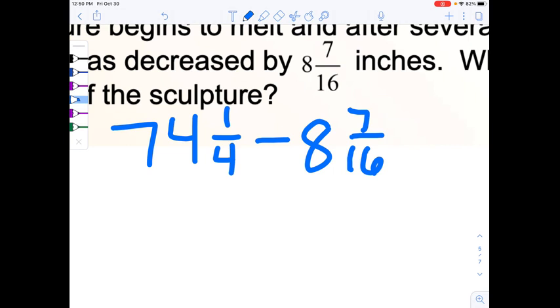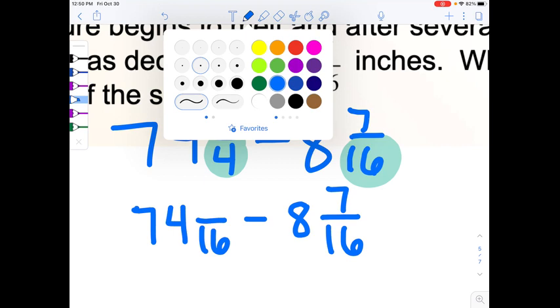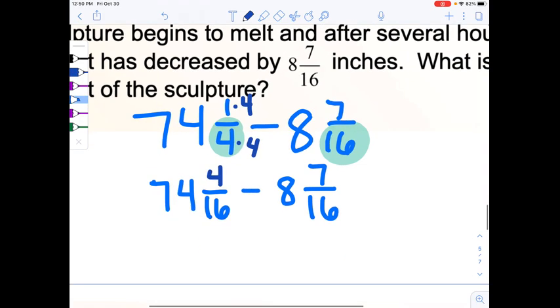So again, we want them to have common denominators. So I'm going to rewrite this as 74 and something minus 8 and something. Looking at 4 and 16, well, a common denominator would be 16, which is nice because then we can keep our second one the same. So we just transfer over the 7. And then 4 times 4 is 16, which means I have to multiply the numerator by 4. 1 times 4 is 4.